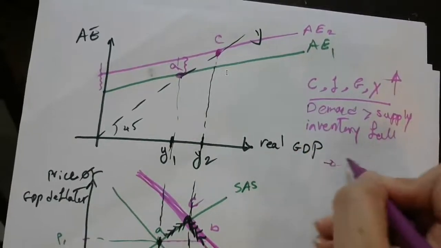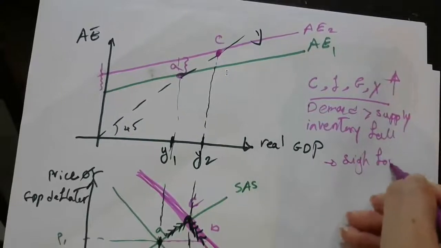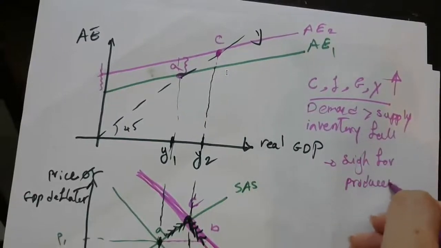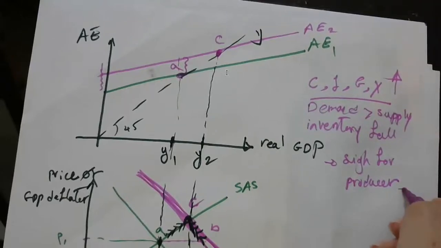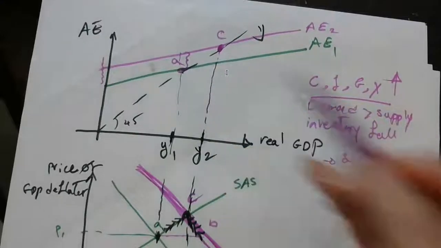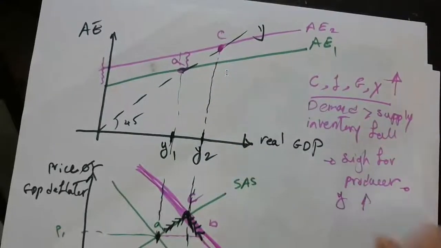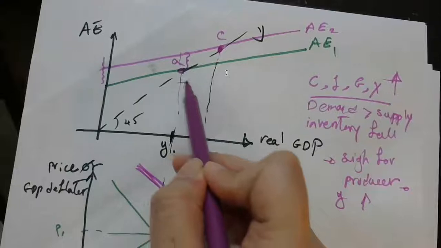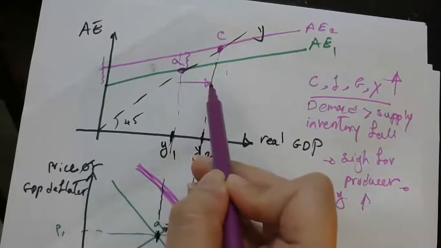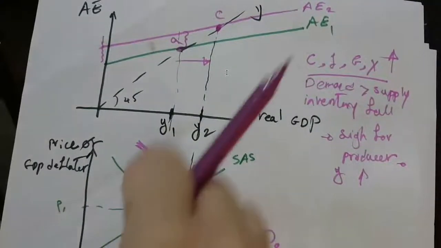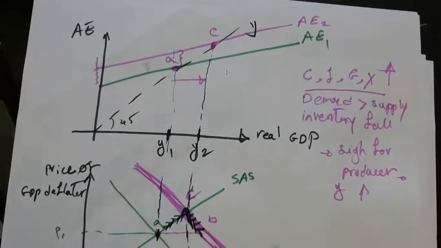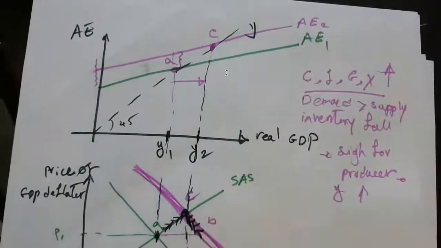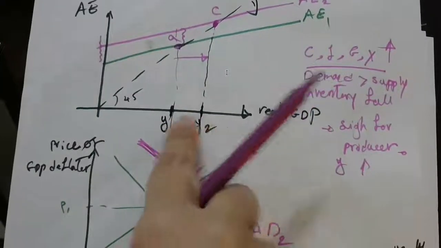This inventory fall is a sign for the producer. What is the sign for the producer? That, hey, the products in the market are in demand, so you can produce more. And producing more is actually equal to an increase in Y. That's why you can see the increase in Y is happening from this level to this level. So you can see that the mechanisms in these two are different, but the result is the same: all of them show the increase in aggregate expenditure, the increase in demand, and finally the economic growth.